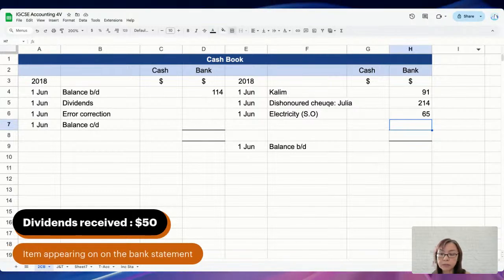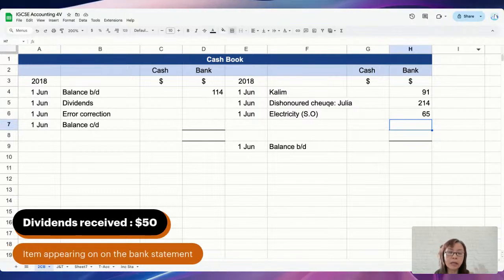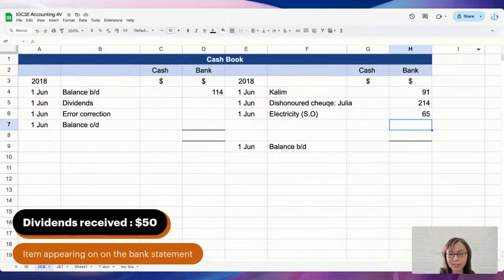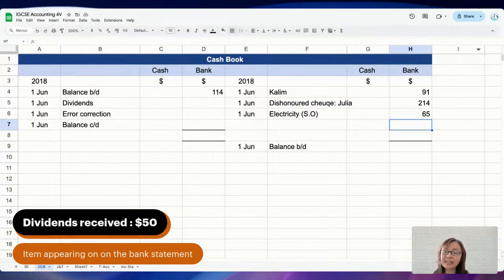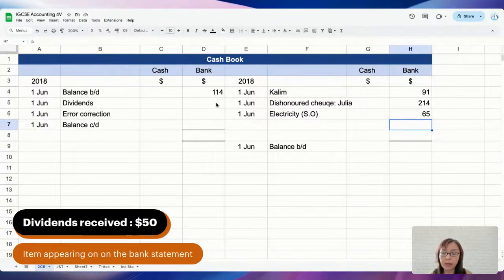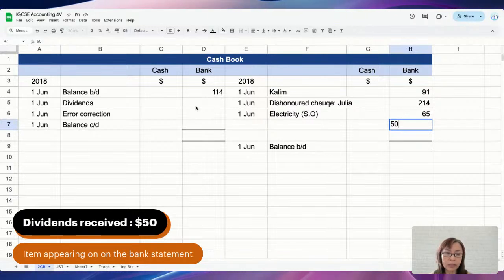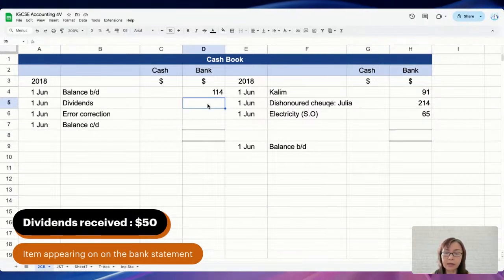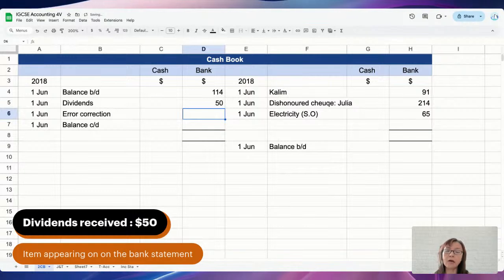Let's have a look. In the bank statement, there is something positive. There is a dividend received for 50. So it's a debit side. That means we receive the dividend on the debit side, which is 50. Oops, it's not this one, it's the debit side.